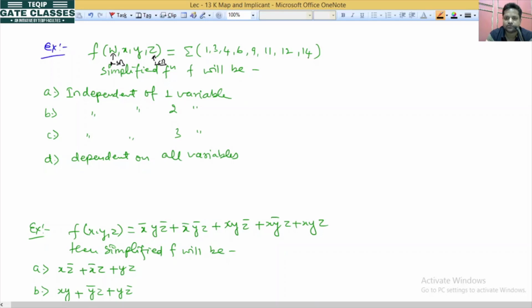So suppose I have 14, so 14 can be represented in how many bits? Minimum 4 bits. Okay? Minimum how many bits? 4 bits. So this function f has 4 input variables. Okay? You can decide from here also. So it will be our 4 variable K-map.